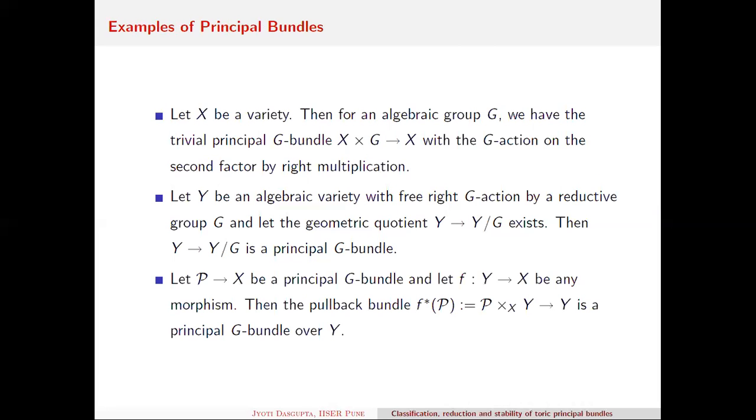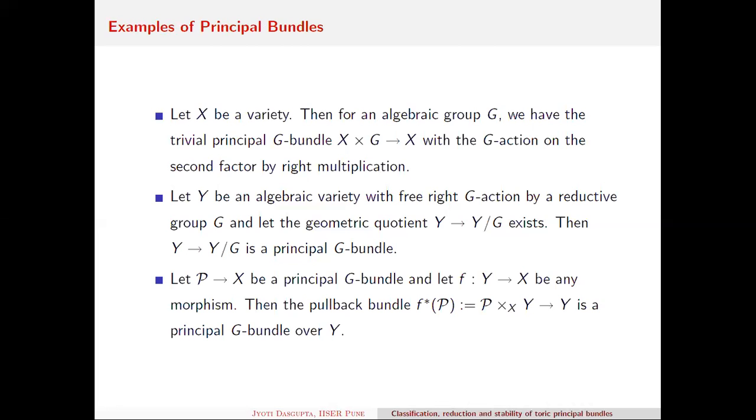And again, if we already have a principal G bundle P over X, and we have some morphism Y to X, then we can pull it back. And the pullback bundle over Y is again a principal G bundle. And we have also seen that principal G bundles can come from vector bundles. So here we'll talk about toric principal bundles. These are defined over toric varieties.